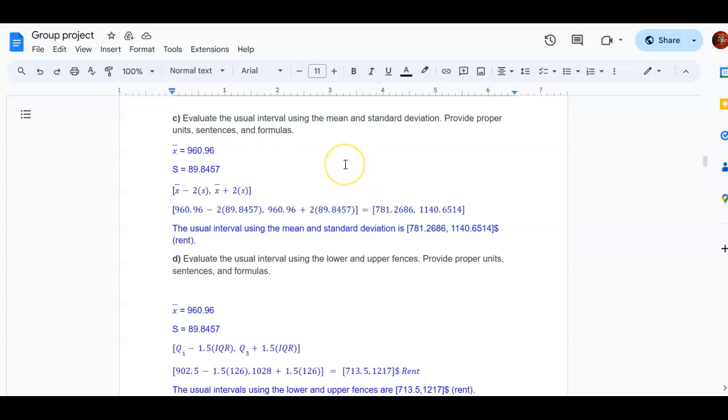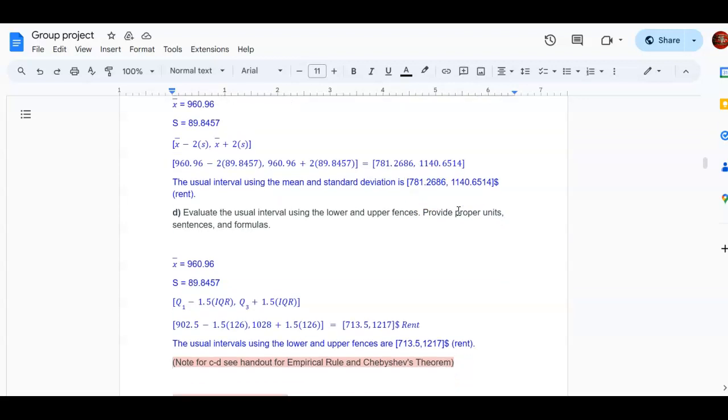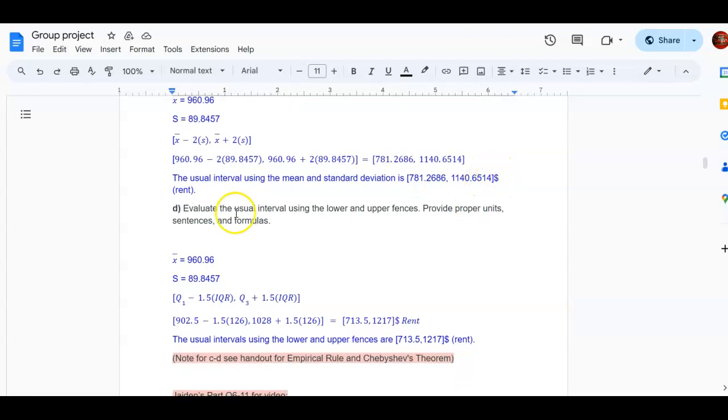Here we found the usual intervals using the mean and standard deviation. So we inputted the mean plus and minus 2 times the standard deviation. And from here, the usual intervals we got from that were 781.2686 and 1140.6514 in the value of money rent.